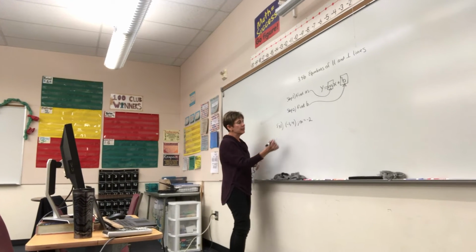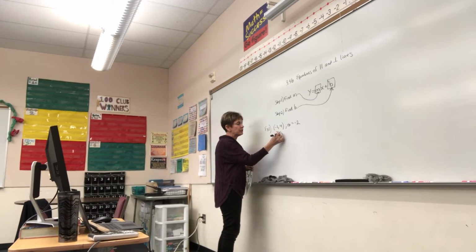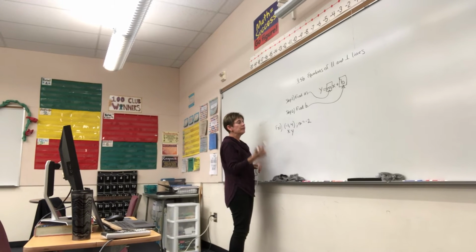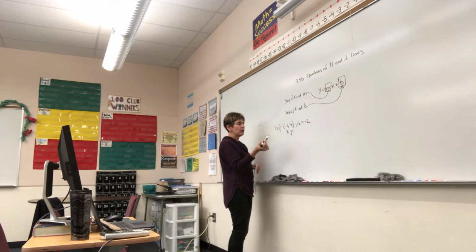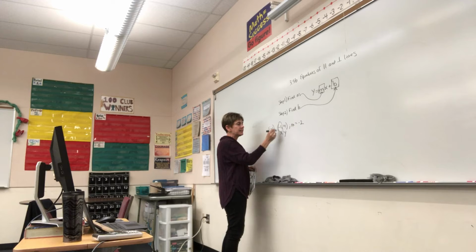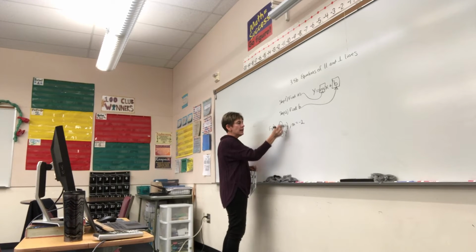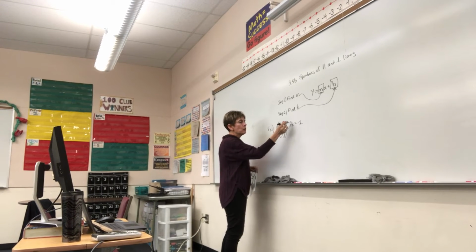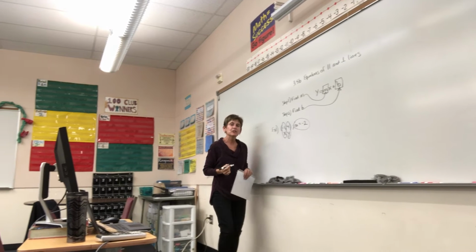Well, what we do is we label the information that we've been given. We've been given the point -1, 4, so we know that x can be -1 and y can be 4. We also know that m is -2.